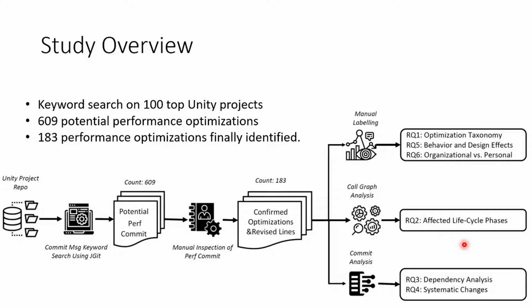Then I'll give an overview of our study. We performed keyword search on 100 top Unity projects, and we found 609 potential performance optimizations based on the keyword search. And we manually went through all of these potential optimizations, and we confirmed 183 performance optimizations.